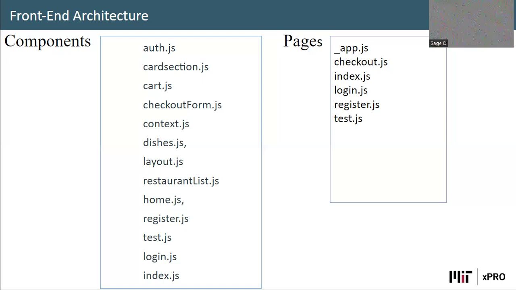Dishes.js, for instance, renders a list of restaurant dishes. Layout.js defines the overall structure of the application layout, including navigation, header, footer, things of that sort. And then restaurantlist.js displays the list of restaurants based on user search criteria.